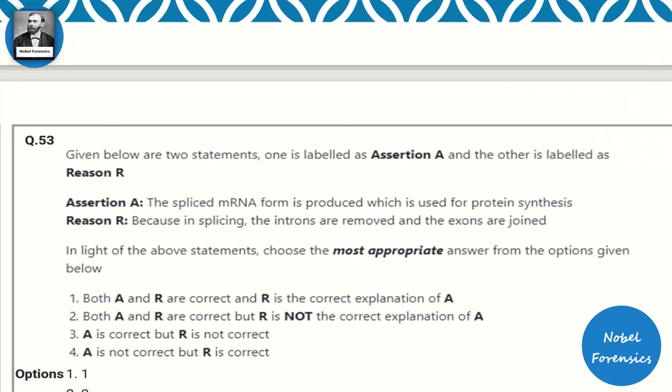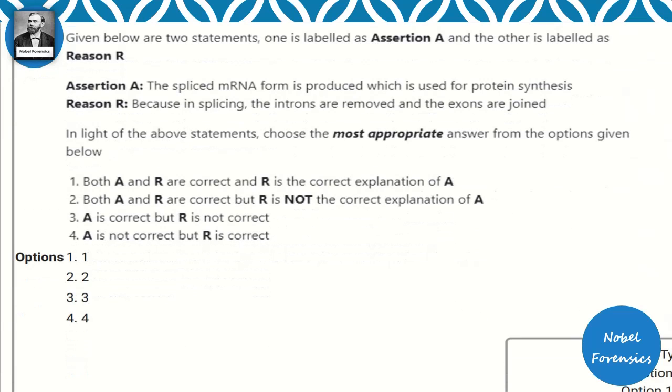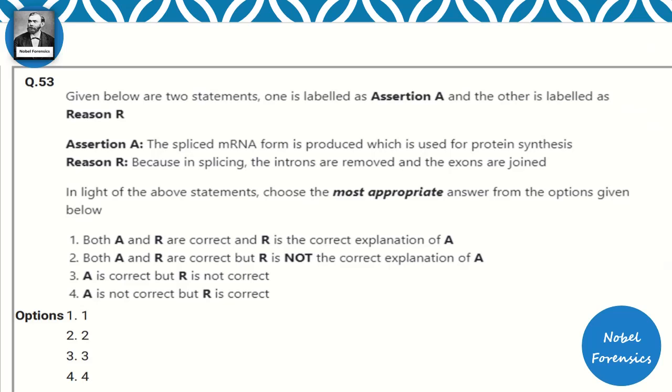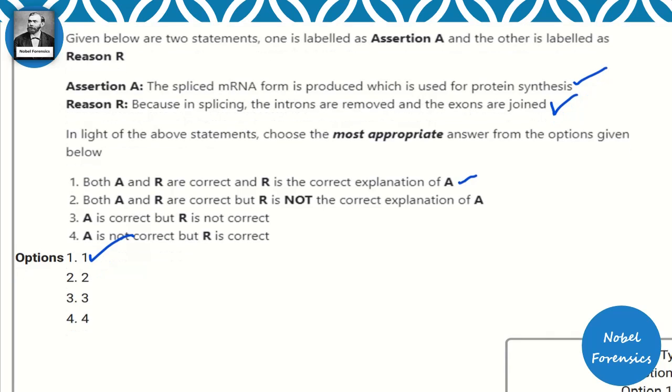Then coming to the 53rd, given below are two statements, one labeled as assertion and the other labeled as reason. Assertion: the spliced mRNA form is produced which is used for protein synthesis. Yes, it is correct. Then the reason: in splicing the introns are removed and the exons are joined. So it is also correct. Both assertion and reason are correct and R is the correct explanation of A. So here option 1 is correct.